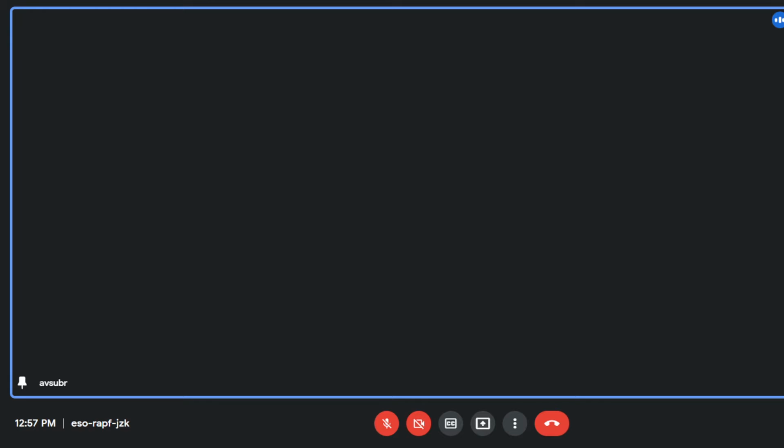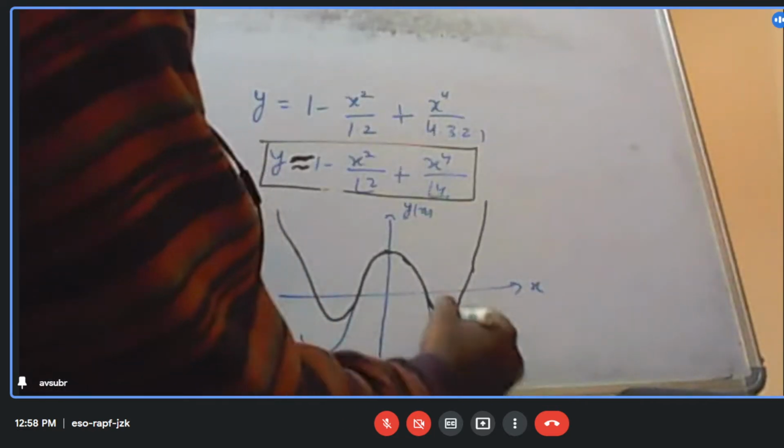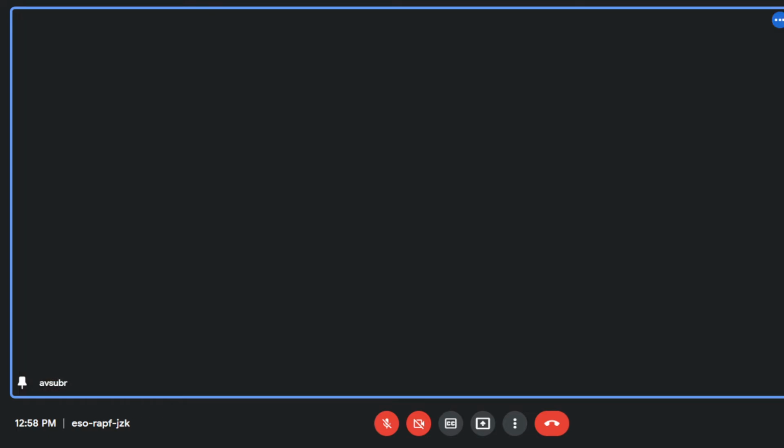If I go further away, there is an error. This is not describing cos x. The cos x curve goes like this, and our approximation curve goes like this. Beyond this point they are not matching, but up to this point they are matching. So we have been able to increase our limit. I hope it is clear.